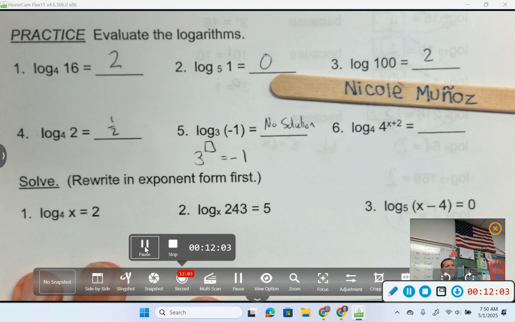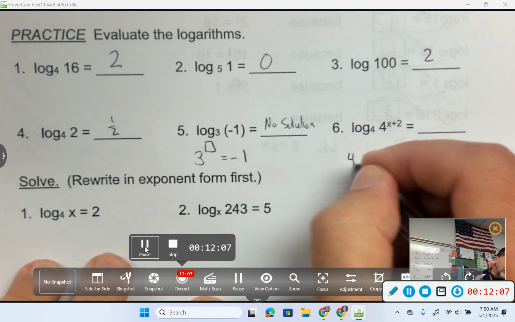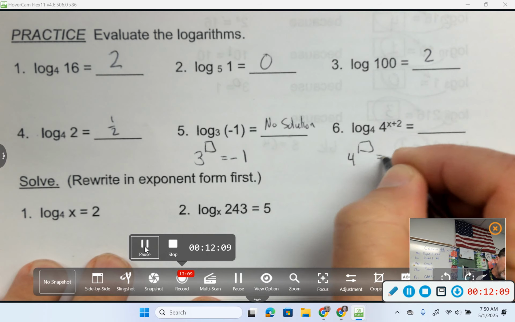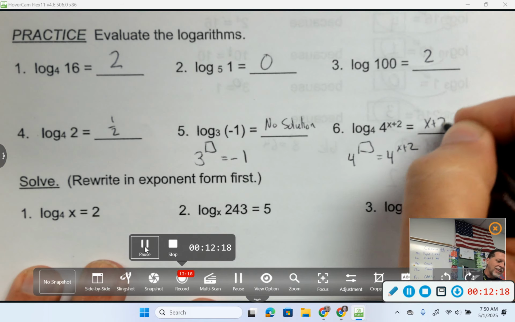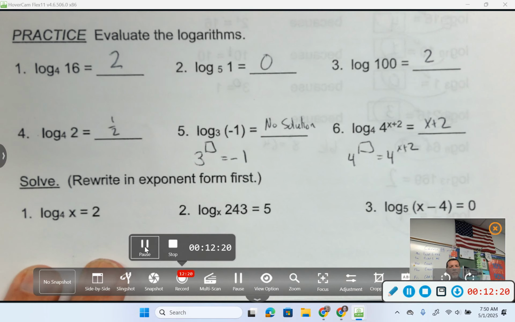Nicole, do you know what yours is? X plus 2. It's just x plus 2. Very nice. This means 4 to something equals 4 to the x plus 2. Well, I don't know what x is, but if these boxes are supposed to match, then I guess the answer is x plus 2. Very nice.